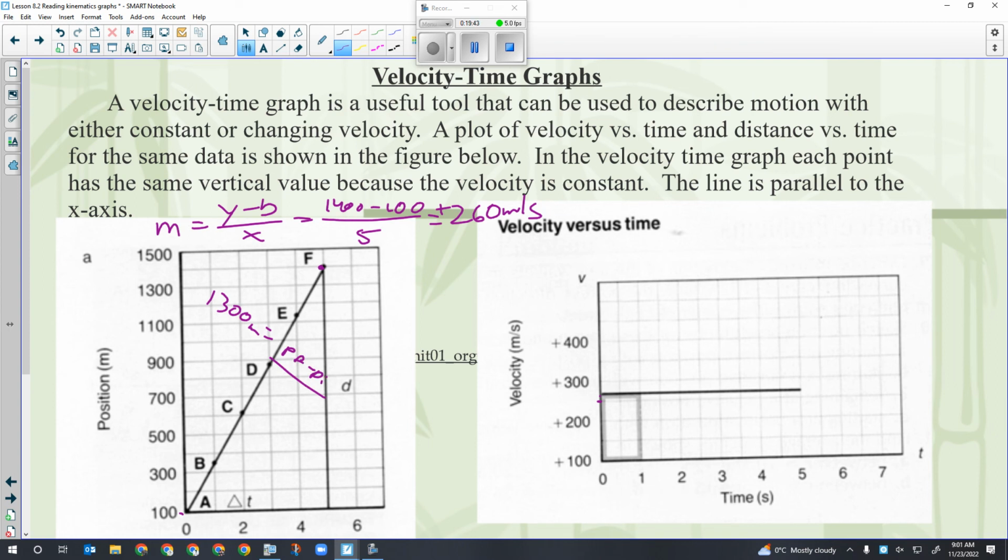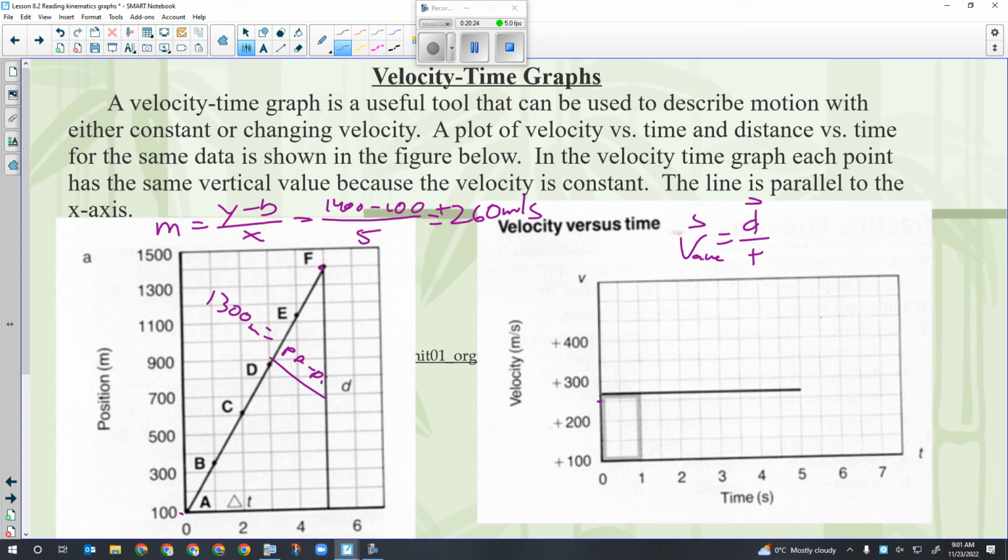Could I calculate the displacement on this graph? I have velocity and time. What do I do? Yeah, I use v equals d over t. Average velocity is total displacement divided by total time. I have the average velocity, 260 meters per second, and I have the time, 5 seconds. Should I get 1300? I better. It's a graph of the same thing, okay?